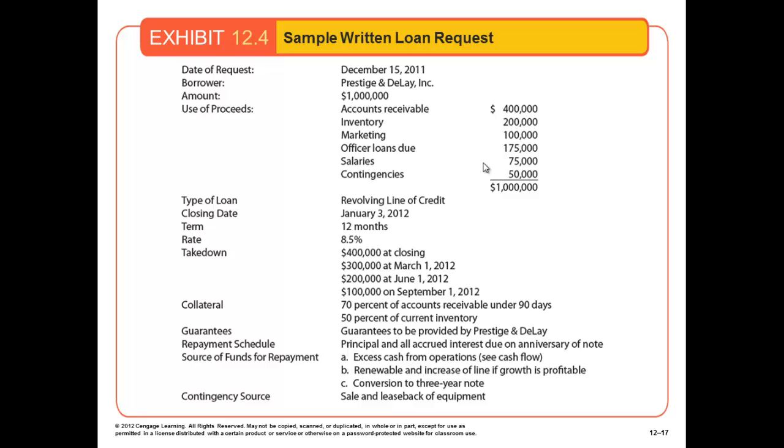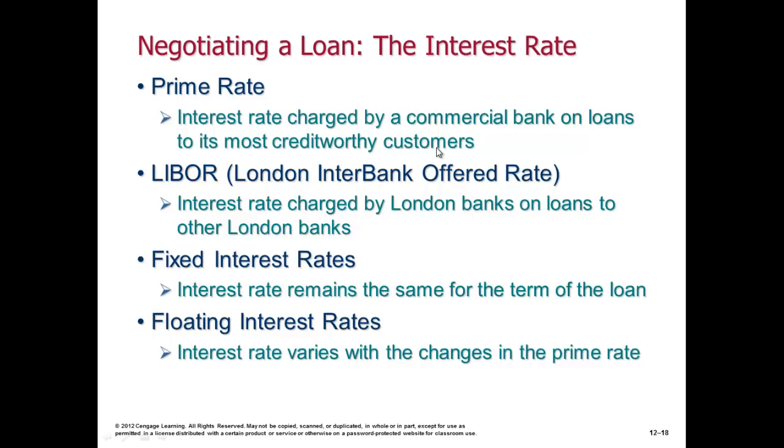The source of funds for repayment is the cash from operations, renewable and increase of line if growth is possible, and conversion to a 3-year note process. So the contingency source, I would sell and lease back my equipment. So the point I'm trying to make here, this is a chart in the text, and this is a very good example as a business owner how you would help alleviate some of these cash issues that small companies seem to always have. And this is a good example right here. I'm going to place a loan with an acknowledged source.